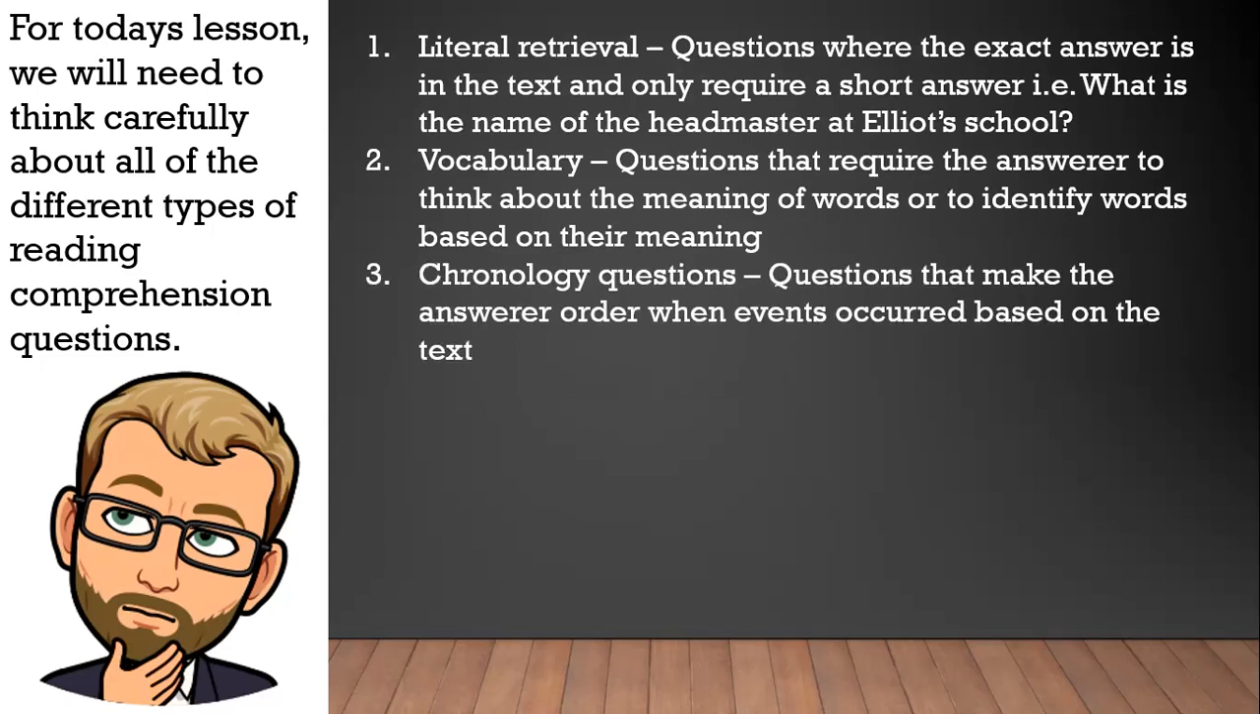Number 3, chronology questions. They're questions that make the answerer order when events occurred. You get given a selection of statements from the text, and the person answering then has to put them in the right order. There's normally 5 of them, and they have to put them in order from 1 being the first thing to happen, 5 being the last thing to happen.